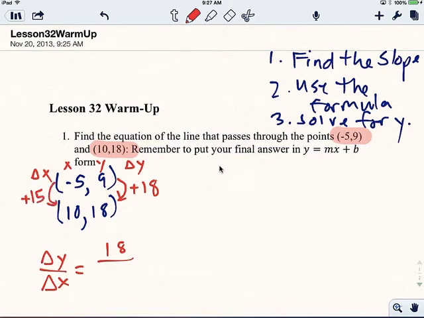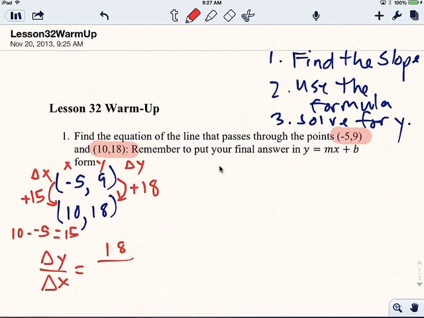Okay, if you're not sure how to find that, you could always do 10 minus -5. So take the second piece minus the first piece, and you can find that that is 15, because 10 minus a negative is like adding, so 10 plus 5 is 15.